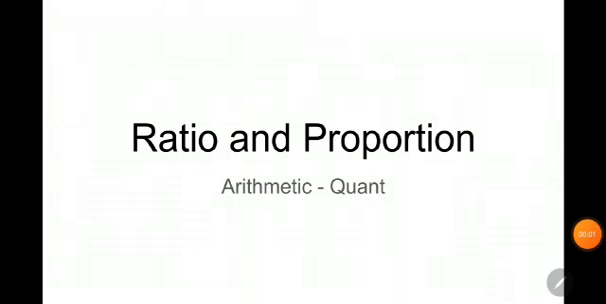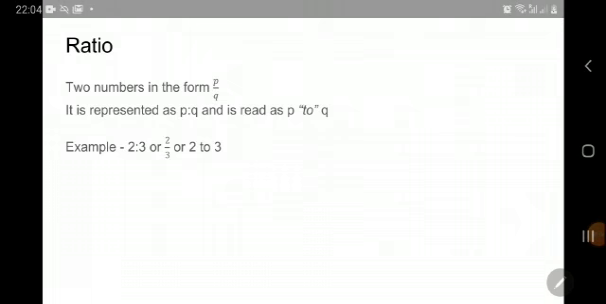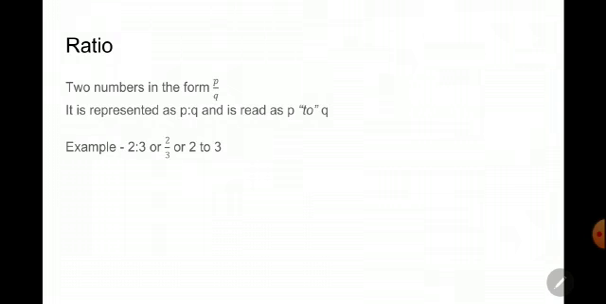In this video, we take a look at one of my favorite topics, ratio and proportion. A ratio is nothing but one number divided by another. For example, here it is P divided by Q. It is represented as P colon Q and is read as P to Q.